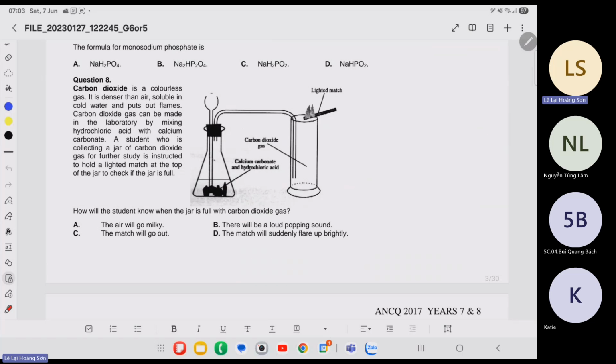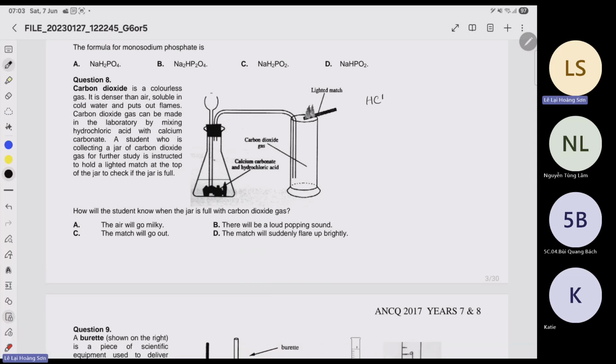Carbon dioxide is a colorless gas. It is denser than air, soluble in cold water, and puts out flames. Carbon dioxide gas can be made in the laboratory by mixing hydrochloric acid. Okay, hydrochloric acid is HCl, right? HCl in the aqueous state, and you let it react with calcium carbonate, which is CaCO3.